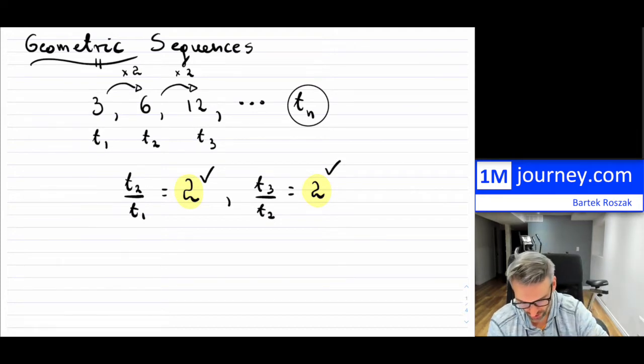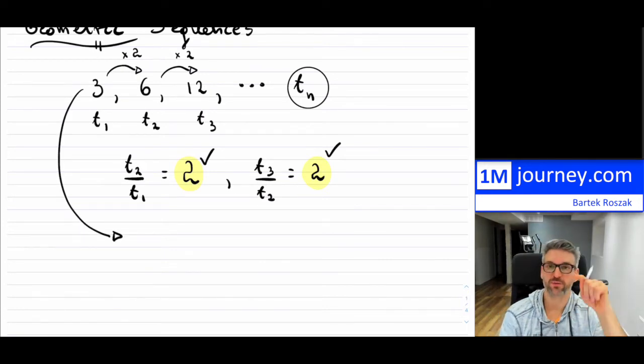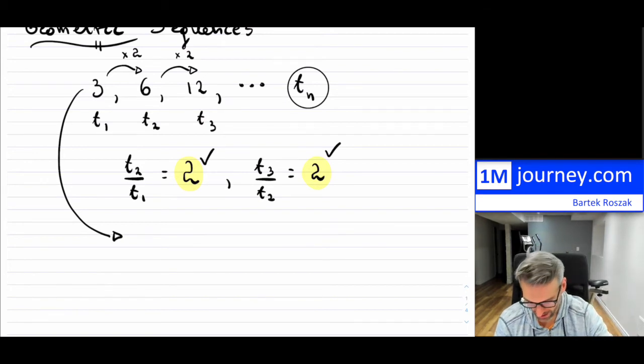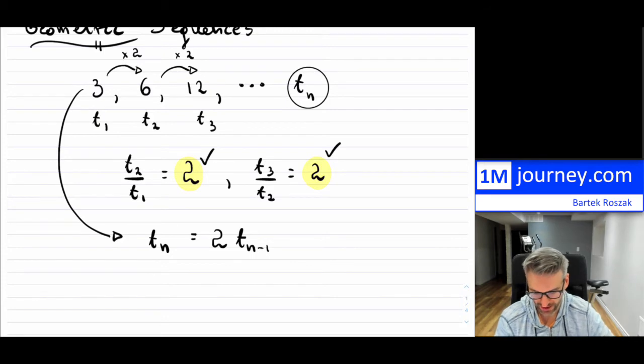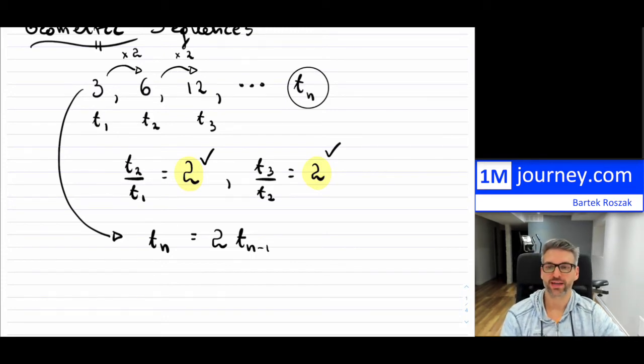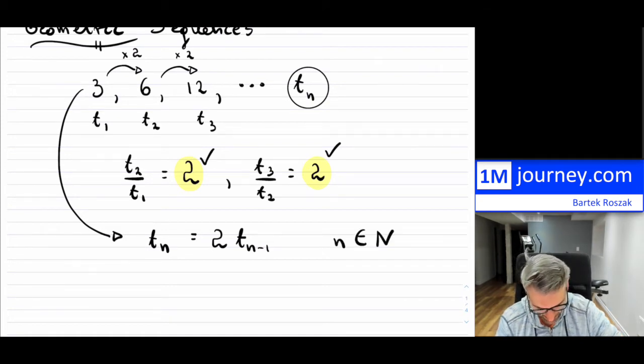With the recursive way, going from one term to another, if I'm multiplying by 2 every single time, then my term Tn is equal to the factor, which is 2, times my previous term, Tn minus 1. That gives me the next term. This is defined only for natural numbers, and n is greater than or equal to 2.